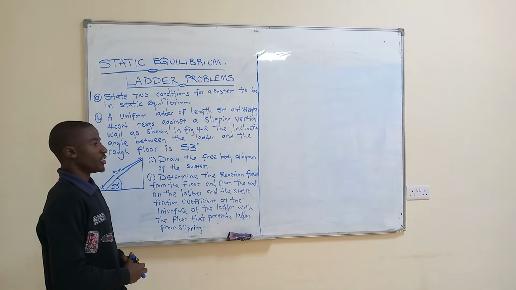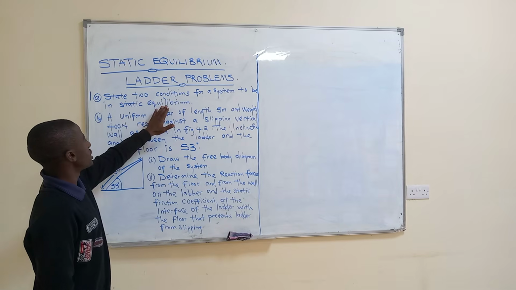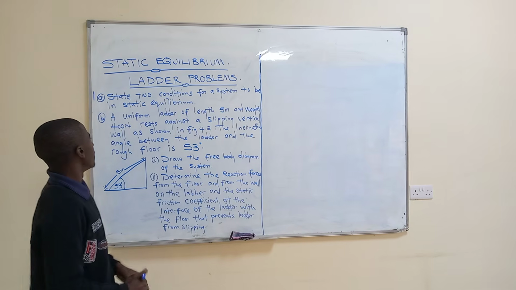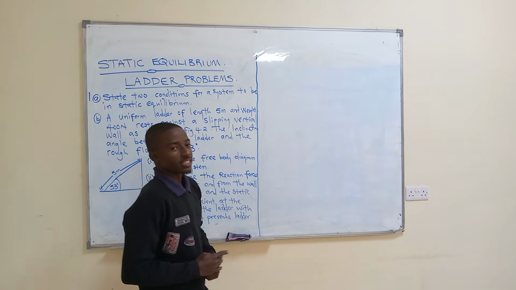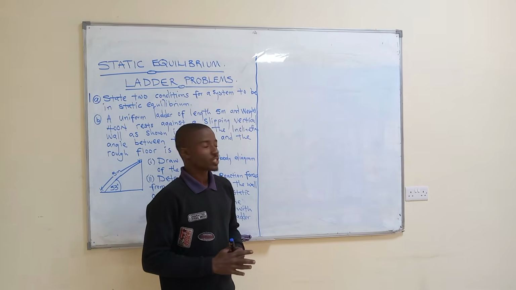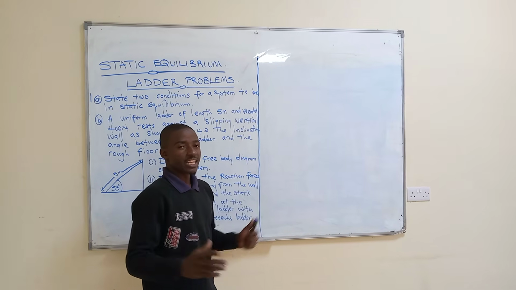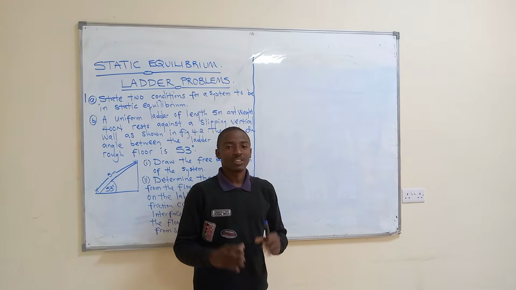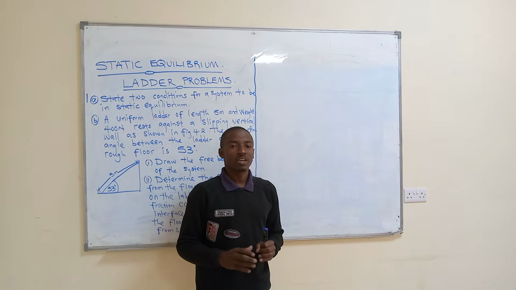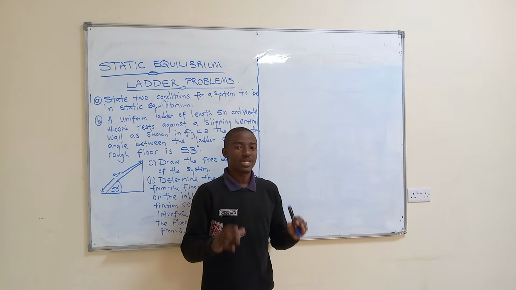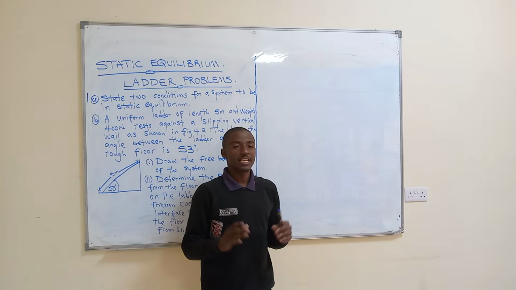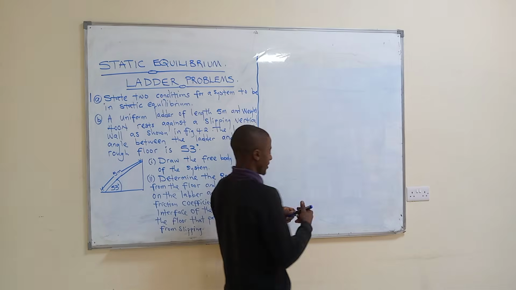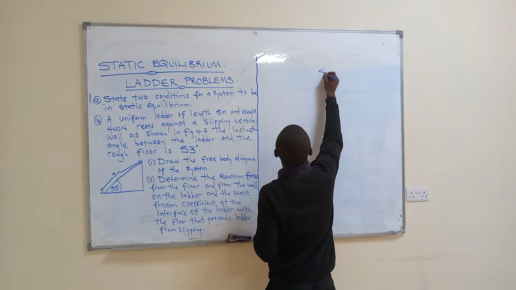So the first question reads, state two conditions for a system to be in static equilibrium. What you have to know is that static is something that is not moving. So for any system to be in static equilibrium, the summation of vertical and horizontal forces must be equal to 0. Also, the summation of torque about a certain point must be equal to what? 0. So we can start answering. Say solutions.